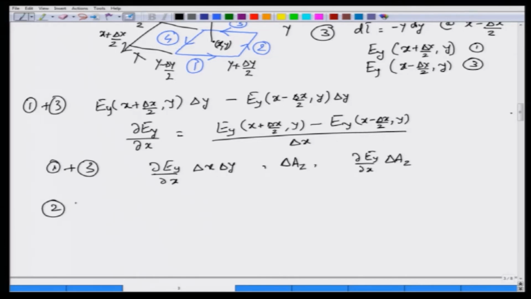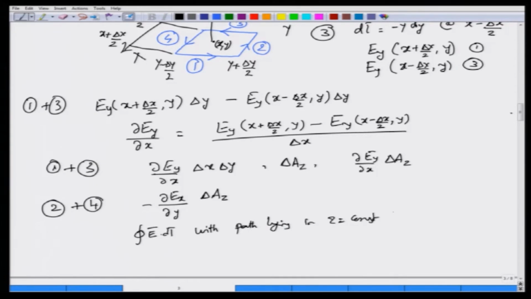Similarly, you can show that the contribution from path 2 and 4 will be equal to del Ex by del y with a minus sign. If you do that, you will see why there is a minus sign, multiplied by the same area delta a z. Therefore, the integral of E dot dl with the path lying in the z equal to constant plane, which is the xy plane, is given by del Ey by del x minus del Ex by del y multiplied by the area delta a z.